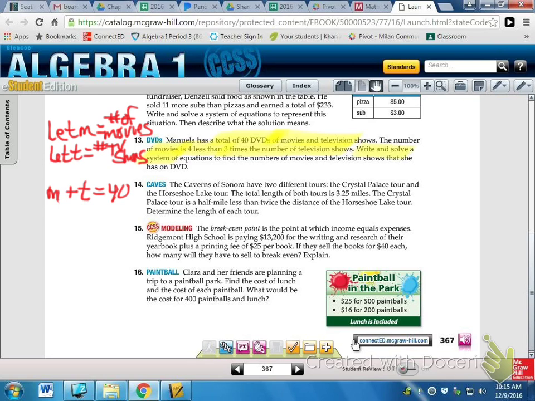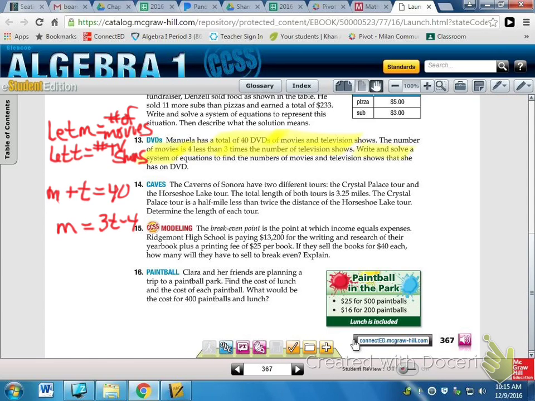And then the number of movies is 4 less than 3 times the number of television shows. So you need to take that sentence and translate it into an equation. So the number of movies, we already said that, didn't we? M equals, how would we write 4 less than 3 times the number of TV shows, Mr. Tree? Three T minus 4. 4 less than 3 times the number of TV shows.